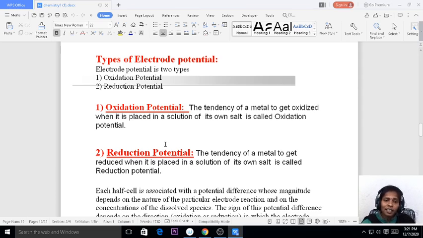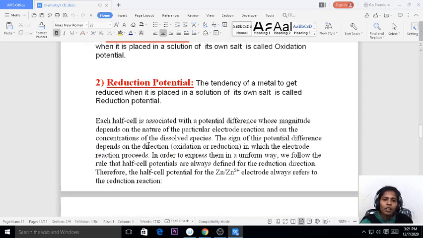But we are not considering oxidation potential. We are considering the reduction potential values only for every electrode. Let us see the reason behind that. Each half cell is associated with a potential difference whose magnitude depends on the nature of the particular electrode reaction and on the concentration of the dissolved species.